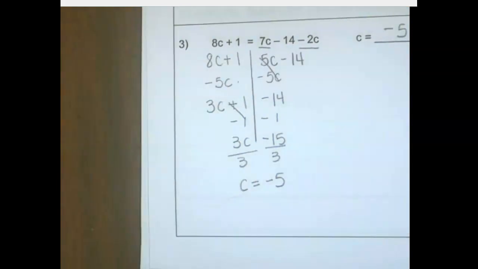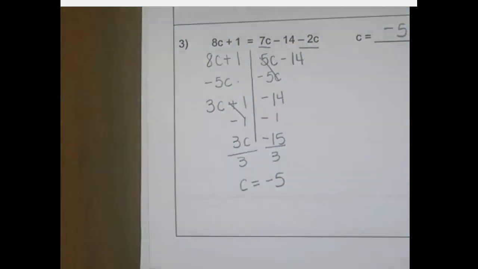Again, by moving that smaller coefficient, it helps me avoid a negative coefficient. Coefficient's the number in front of a variable. Questions?